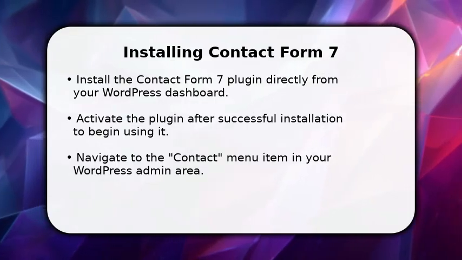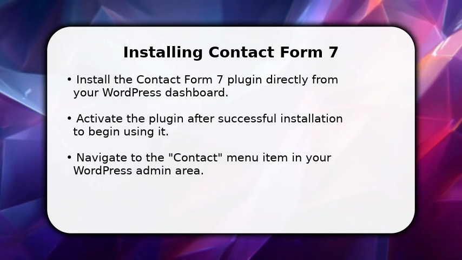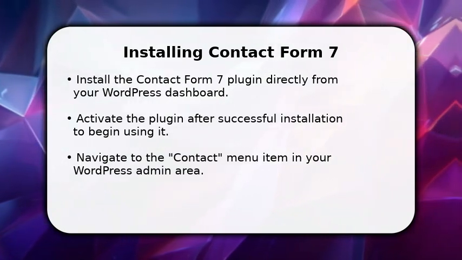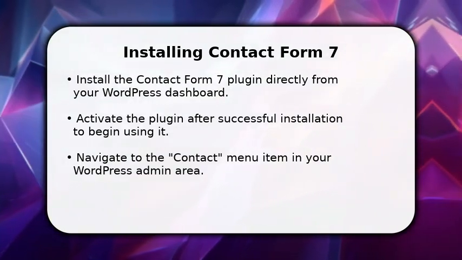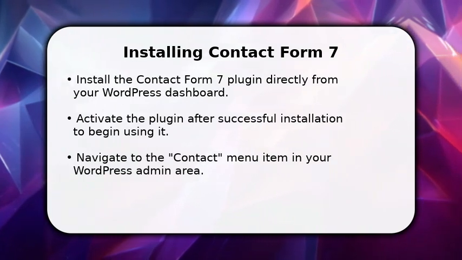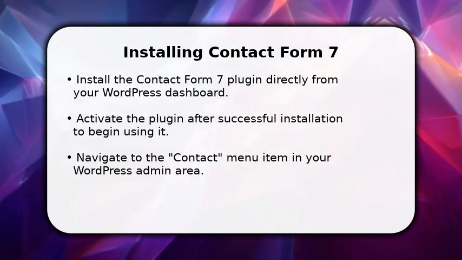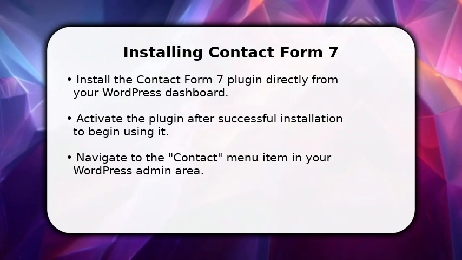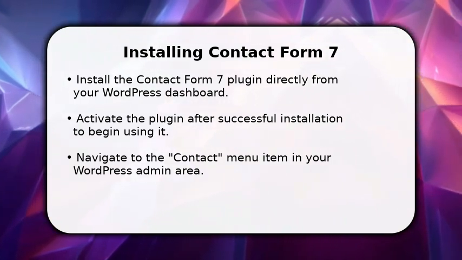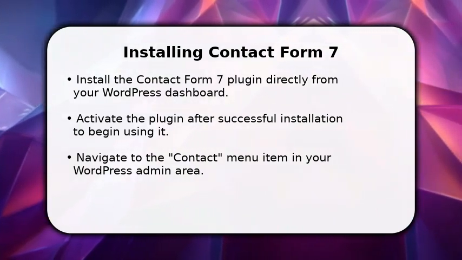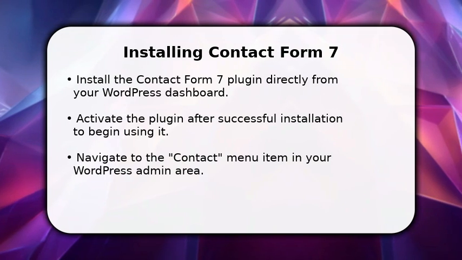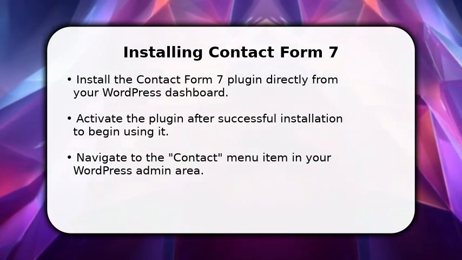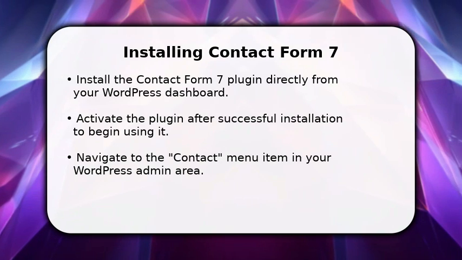In this video, I will explain how to add Contact Form 7. First, access your WordPress dashboard and go to the Plugins section. Search for Contact Form 7 and click Install Now. Once the installation is complete, make sure to activate the plugin. This simple step prepares your website for creating powerful contact forms, allowing you to connect with your audience effectively.